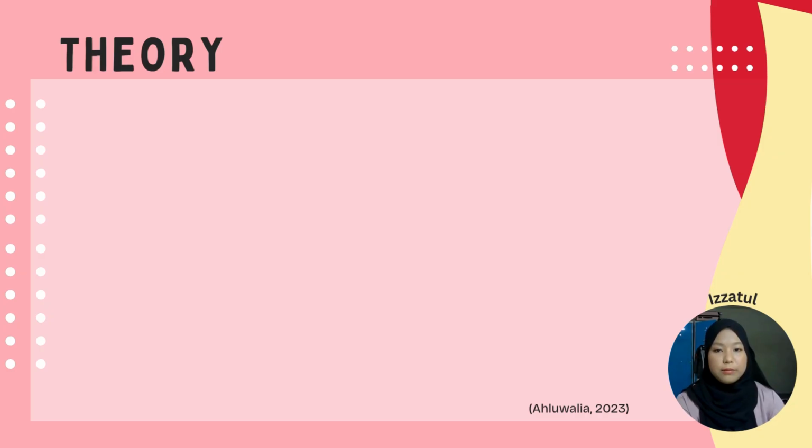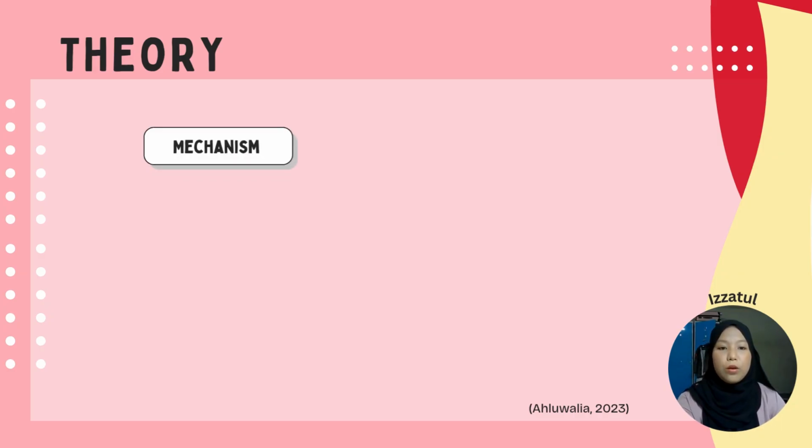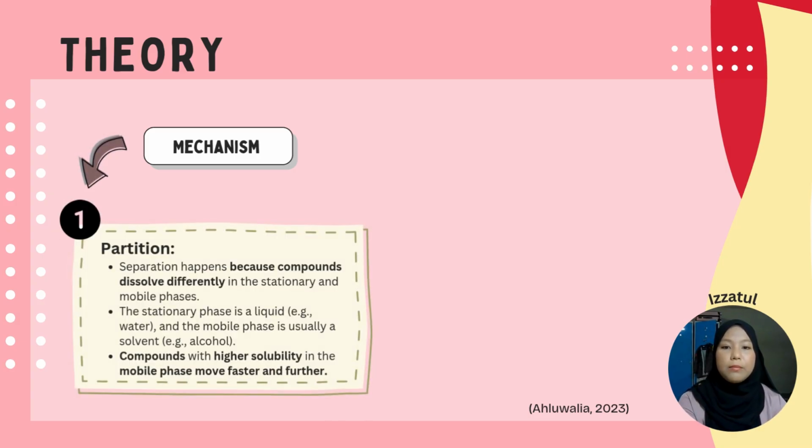Next, for the mechanism, there are two mechanisms in paper chromatography. The first one is partition, where separation happens because compounds dissolve differently in the stationary and mobile phase. The stationary phase is a liquid such as water, and the mobile phase is usually a solvent such as alcohol. The compound with higher solubility in the mobile phase moves faster and further.